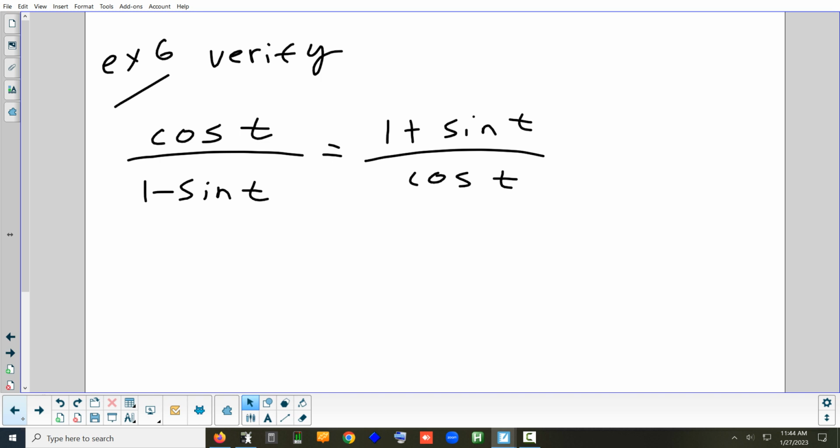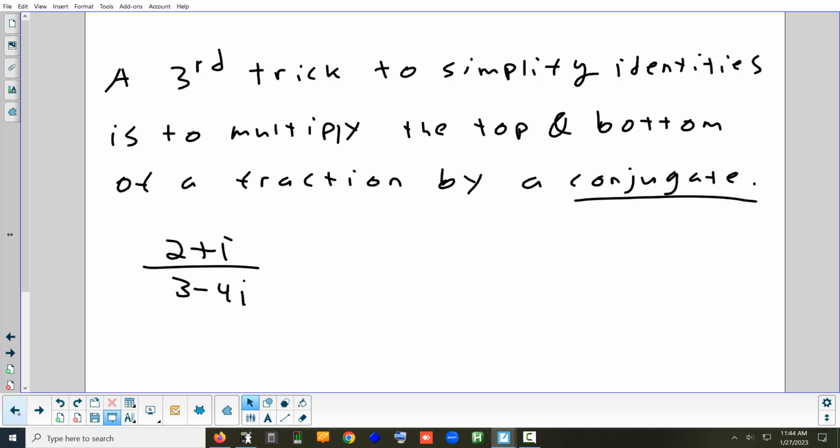Sorry, what was the rule again? So the conjugate is when you change the sign of what's between the two terms. If it's a plus, you make it a minus. If it's a minus, you make it a plus.